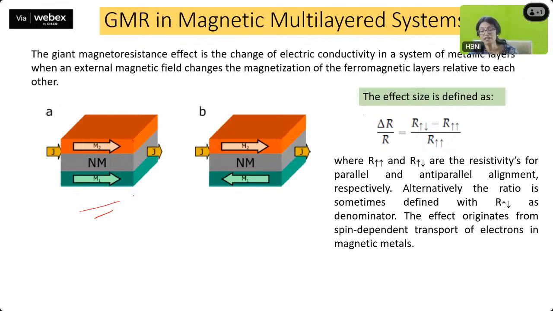So what happens? The effect size is defined as delta R by R. What is it? It is R when the magnetizations in the alternate ferromagnetic layers are anti-parallel to each other, subtracted from the resistance when they are parallel to each other, and this entire thing is divided by your resistance when the two layers have parallel magnetization. Alternatively, the ratio is sometimes defined with R antiparallel as the denominator. And this effect originates from the spin-dependent transport of electrons in the magnetic metals.